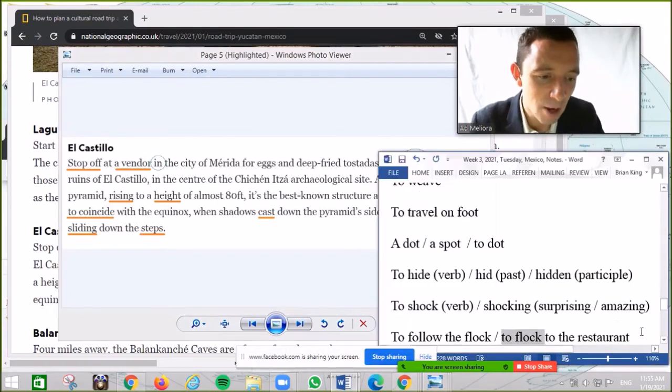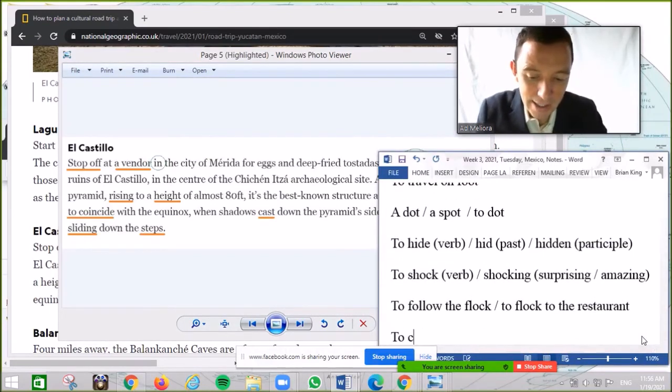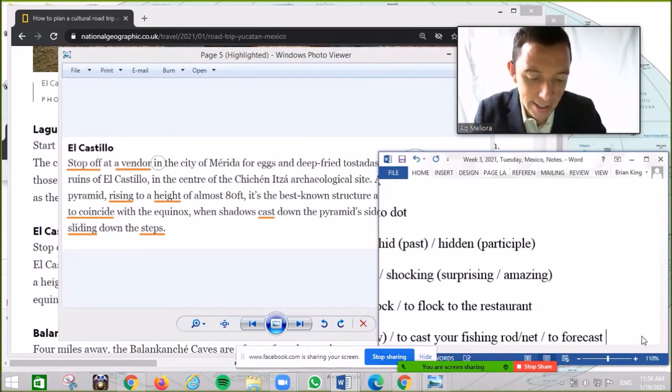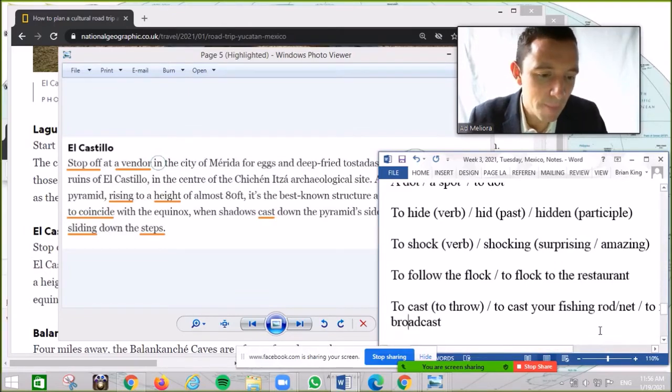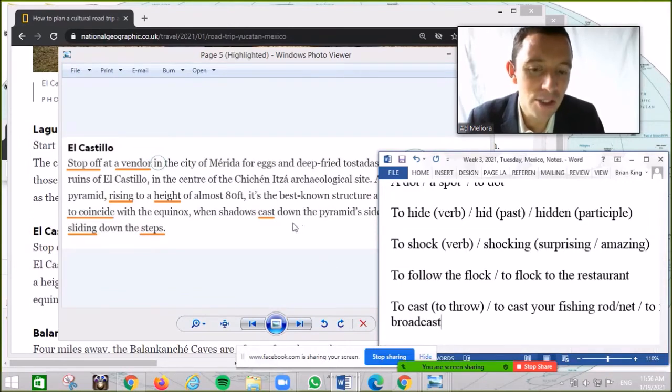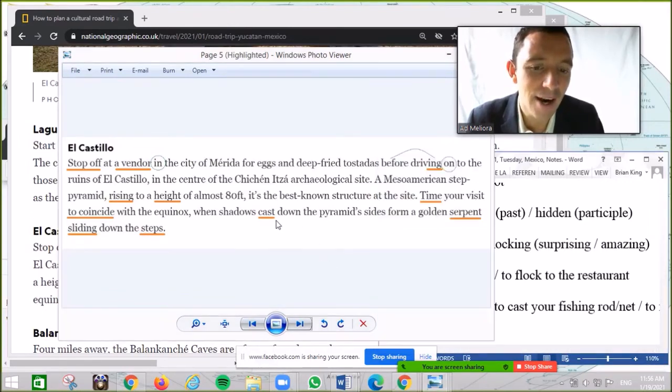Let me write that family here. Okay, so the cast is like to throw, tirar, and to cast your fishing rod or net. Okay, to forecast is to predict, to broadcast is transmit here for the television. Sorry, I'll just get the spelling correct there. So very, very interesting word and connection with different words as well. So cast again here is like tirar, to throw.